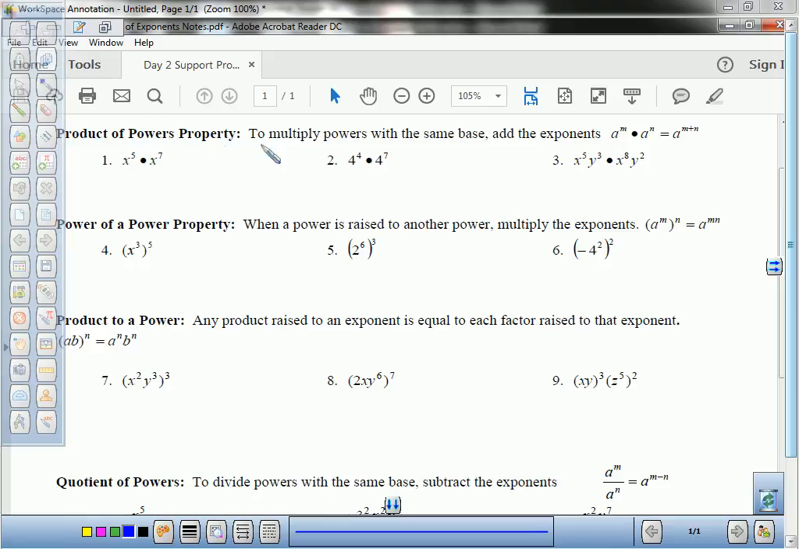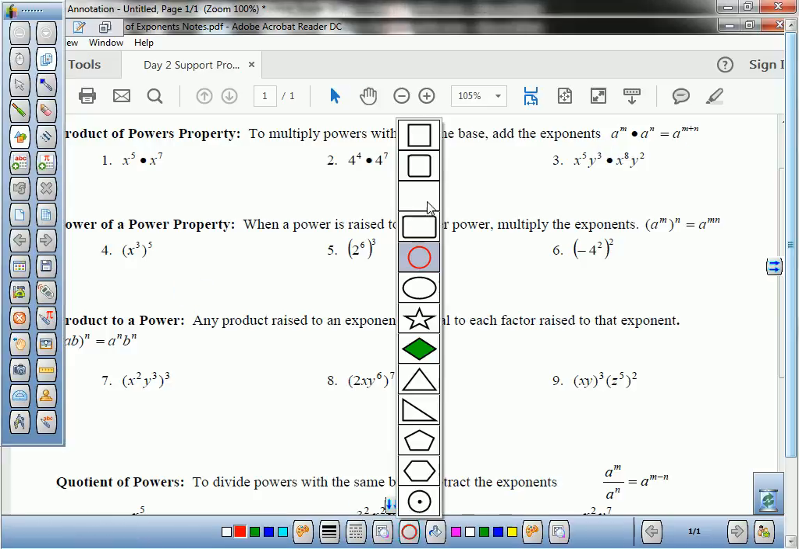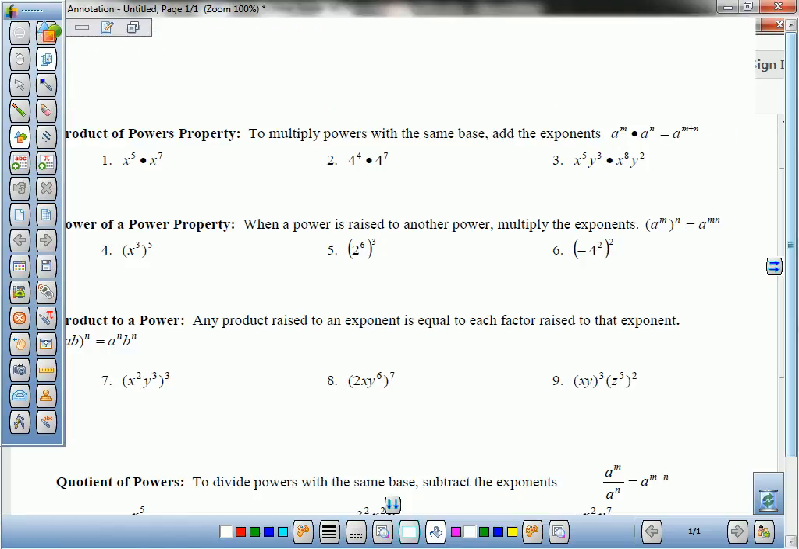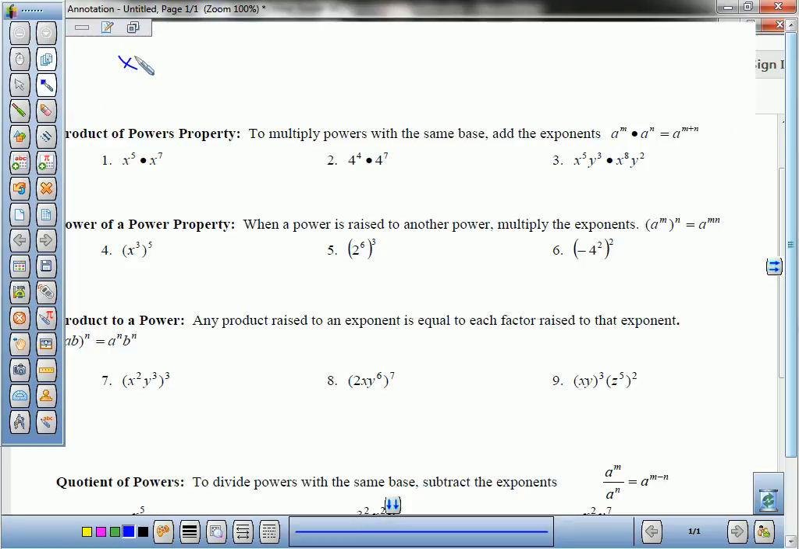Okay, so our first property: when you multiply the same base, you're going to add the exponents. And this is why. I'm going to make a simpler problem, though. So let's say we just had x squared times x cubed. What does that really mean?